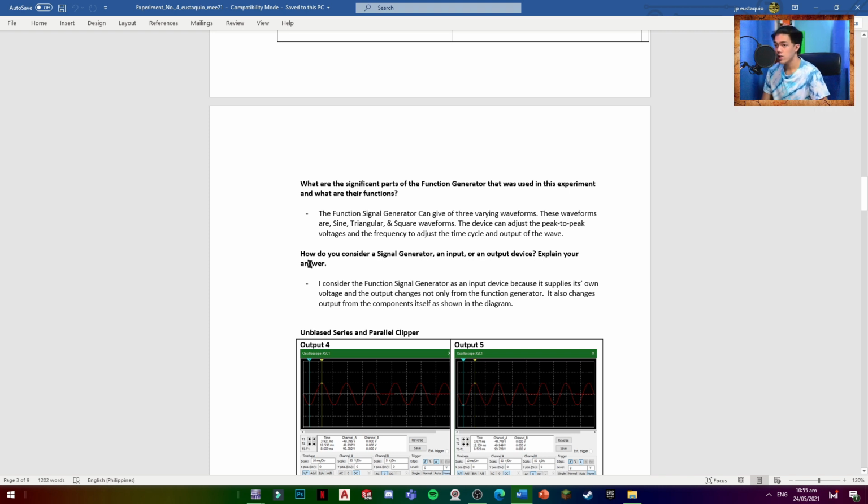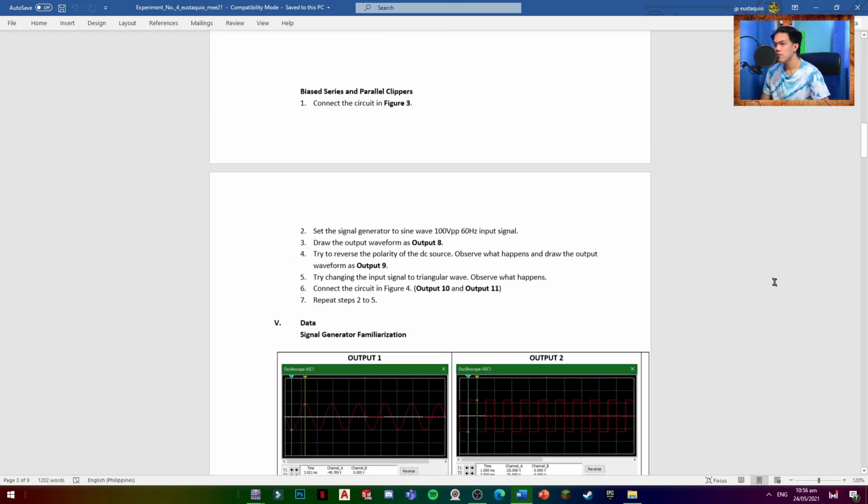For the second question, how do you consider a signal generator, an input or an output device? Explain your answer. For me, I consider the function signal generator as an input device because it simply supplies its own voltage, and the output changes not only from the function generator but also from the component itself, as shown in the diagram.